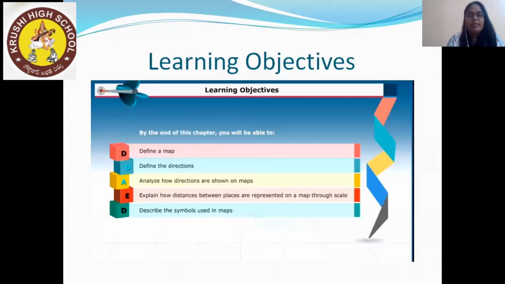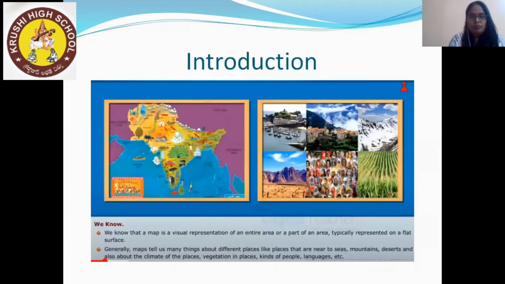Now, the learning objective. After concluding the lesson, you will be familiar with the definition of a map, define direction, analyze how directions are shown on a map, explain how distance between places is represented on a map through scale, and describe the symbols used in a map.